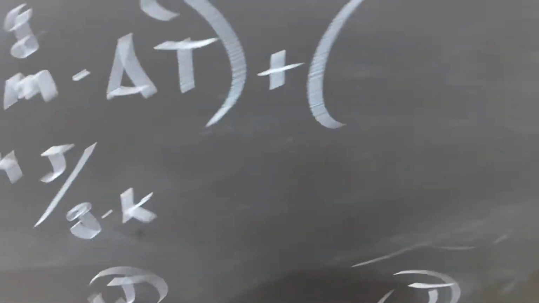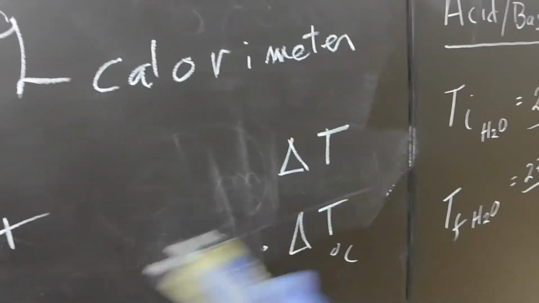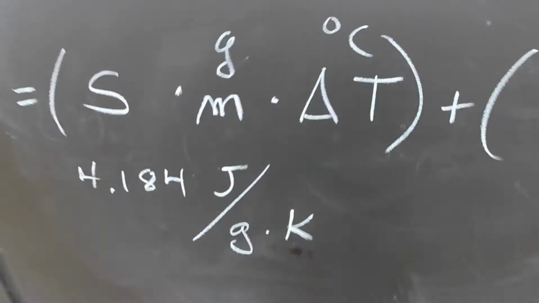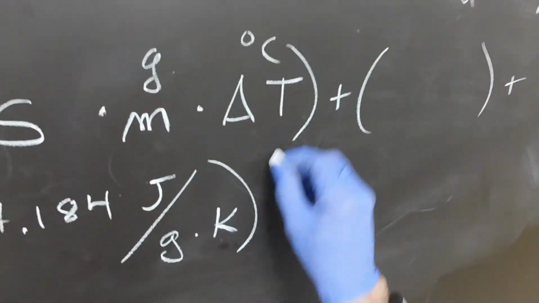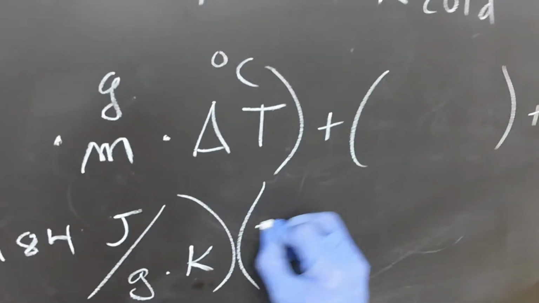All right? So I'm going to set it up, but I'm not going to solve it for you. So let's set it up. This needs to be C, calorimeter constant, times delta T. This is going to be similar to that one. So we got this value, that we have the mass of the hot water, which is 75 grams.